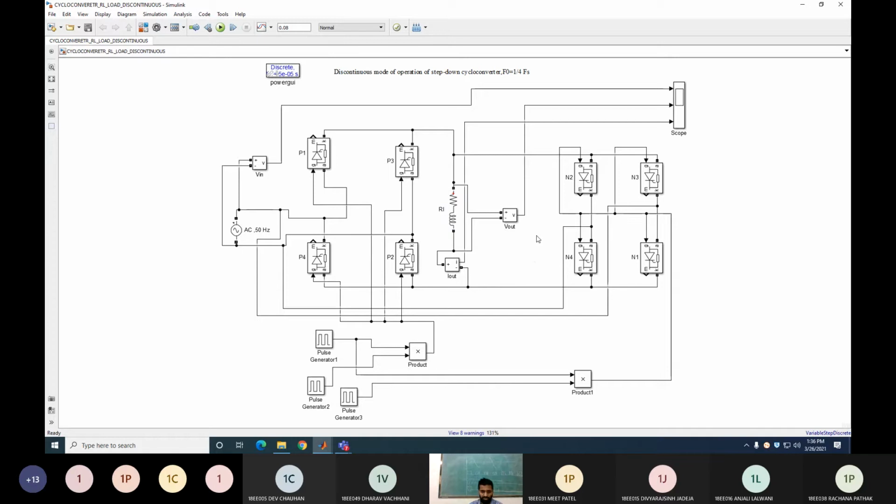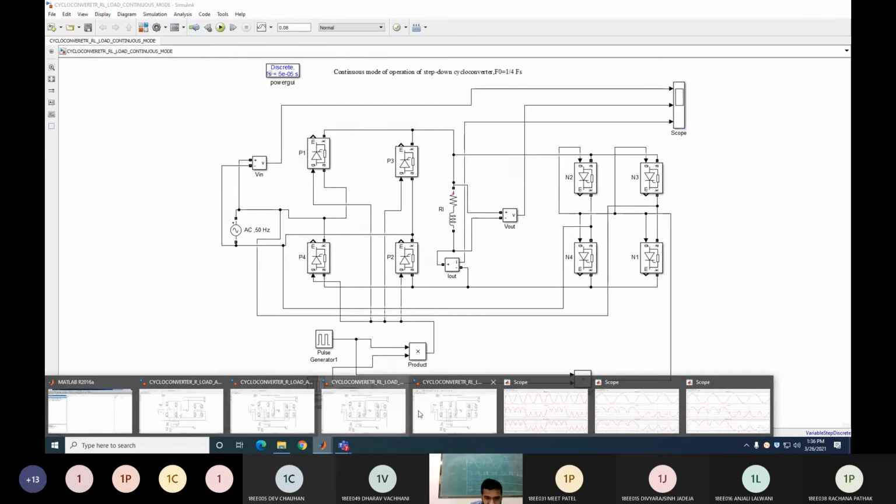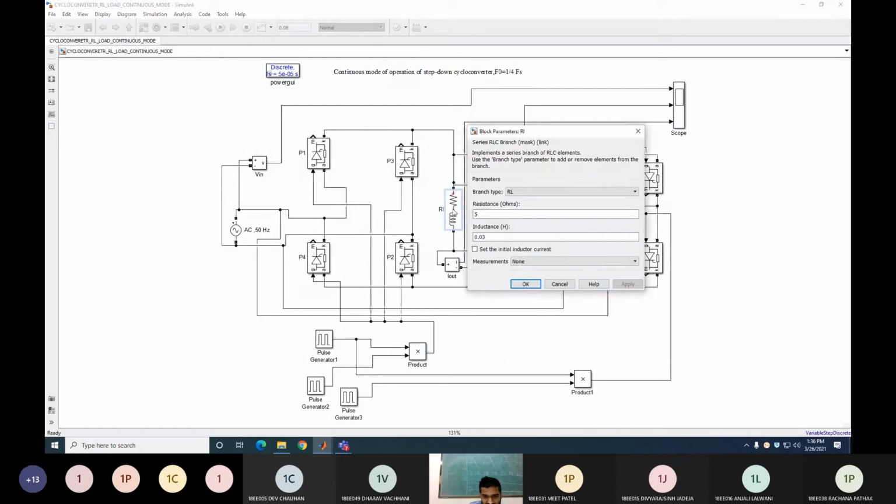Now, what is the continuous mode of operation? That you get when your firing delay angle α is less than the power factor angle. Clear? So in that case, we just change the magnitude of the inductor. Here you can see that I change the inductance to 0.03 Henry, which means 30 millihenry. It means I will increase the value of inductance and decrease the value of resistance.